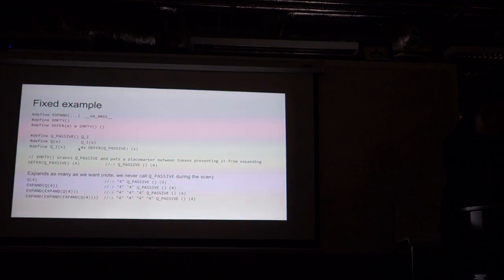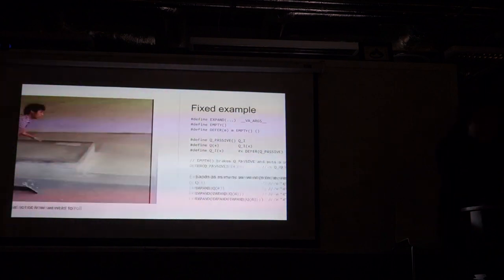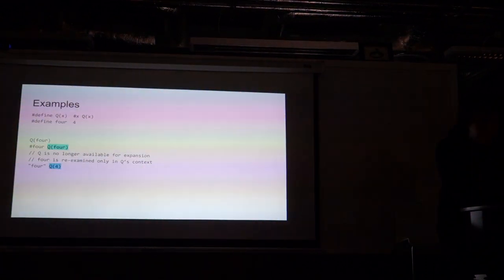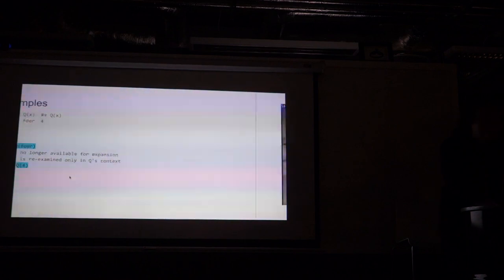So first of all, we want to do something just for illustration. We take the argument and give back a string literal. But then we want to make Q expanded recursively again and again. We want to be able basically to call it again without having it marked as non-available for re-examination. Just a sec.